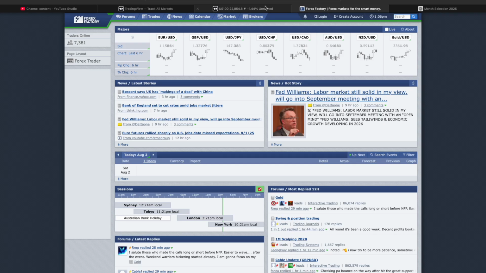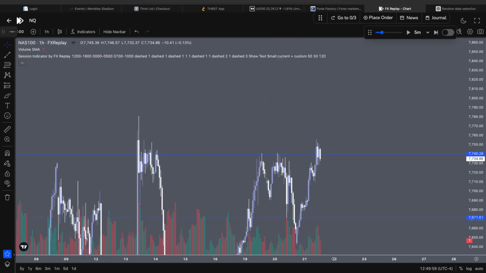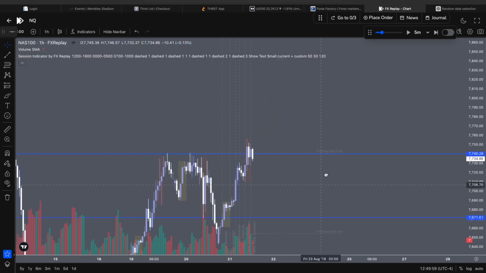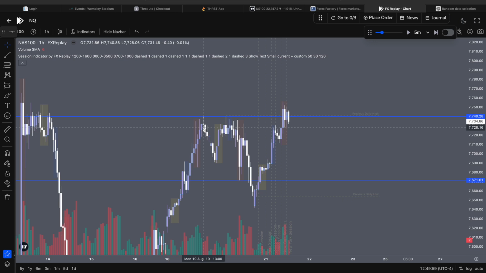I also want to see the weekly profile. Let's go to the 1 hour chart. I did say I was bullish on the week, yeah. Okay. Oh my days! I just realized this was the low of the week. I mean, I literally wanted to go long here.